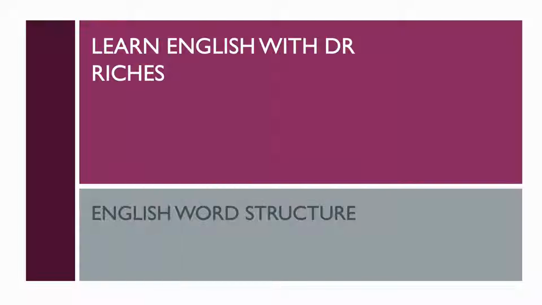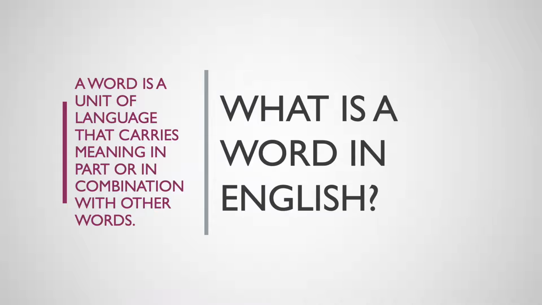Today, we'll be looking at the English word structure. So, what's a word in English? A word is a unit of language that carries meaning in parts or in combination with other words.